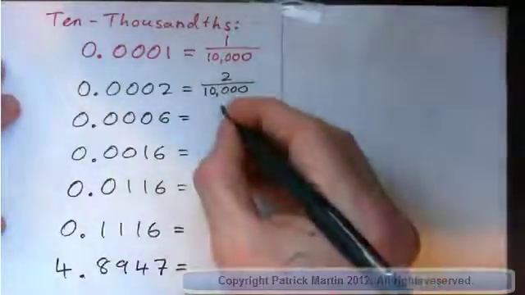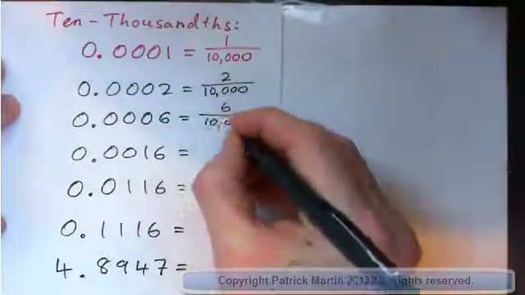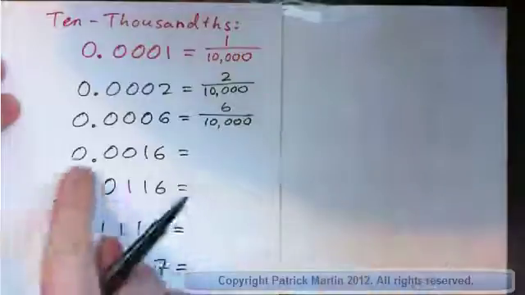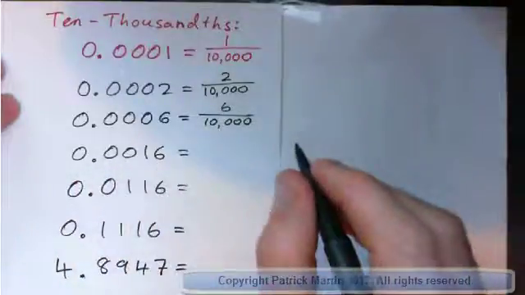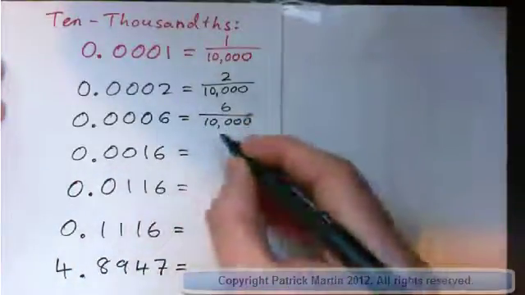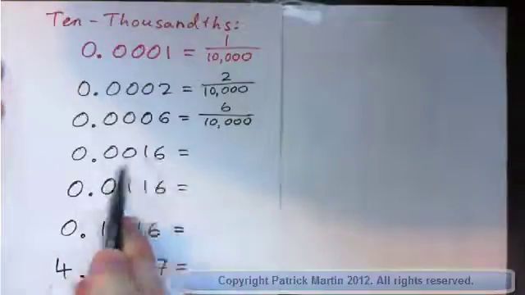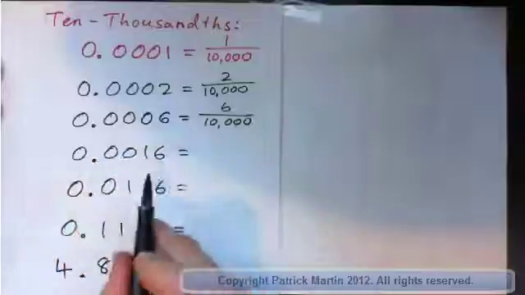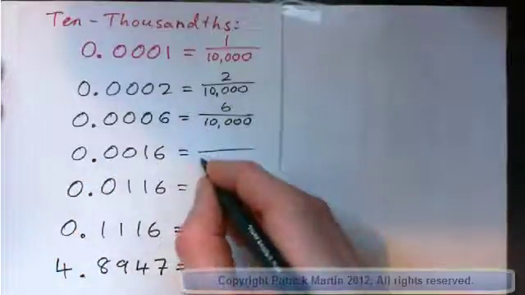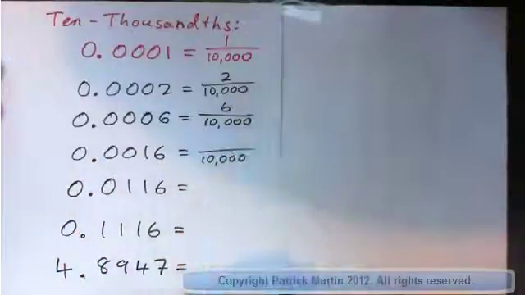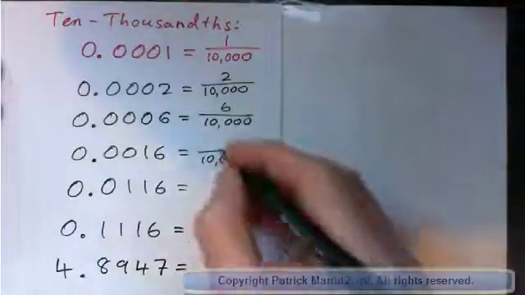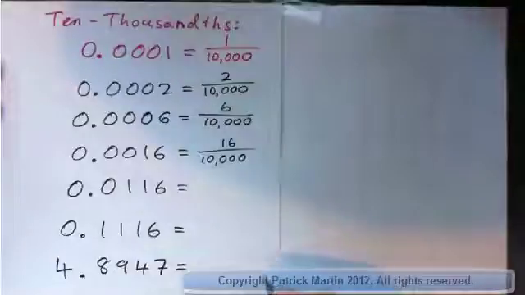Is that 6 10,000ths? Yep. How about 0.0016? So this was 6 10,000ths. This one has 1, 2, 3, 4 digits to the right of the decimal point, so that has to be 10 thousandths first of all. How many 10 thousandths? Well, 16, right?